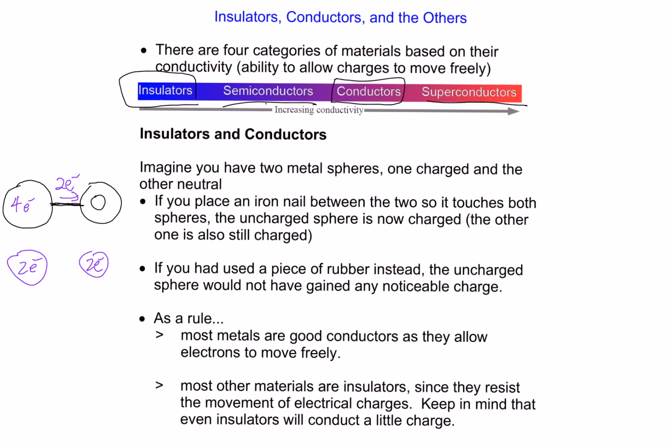But if we would have done the exact same thing but used a rubber rod, so if we would have had our 4 electrons in the original and 0 in the other, and in this case we put a rubber rod in between, the rubber being an insulator, it's not going to likely move any electrons, so nothing would change. So the idea is, in general, most metals are good conductors. They allow electrons to move freely, where most other materials are usually insulators. And keep in mind that there is some sort of charge that even passes through the strongest insulator or weakest conductor. There will still be usually a little bit, but usually not enough to make any difference.